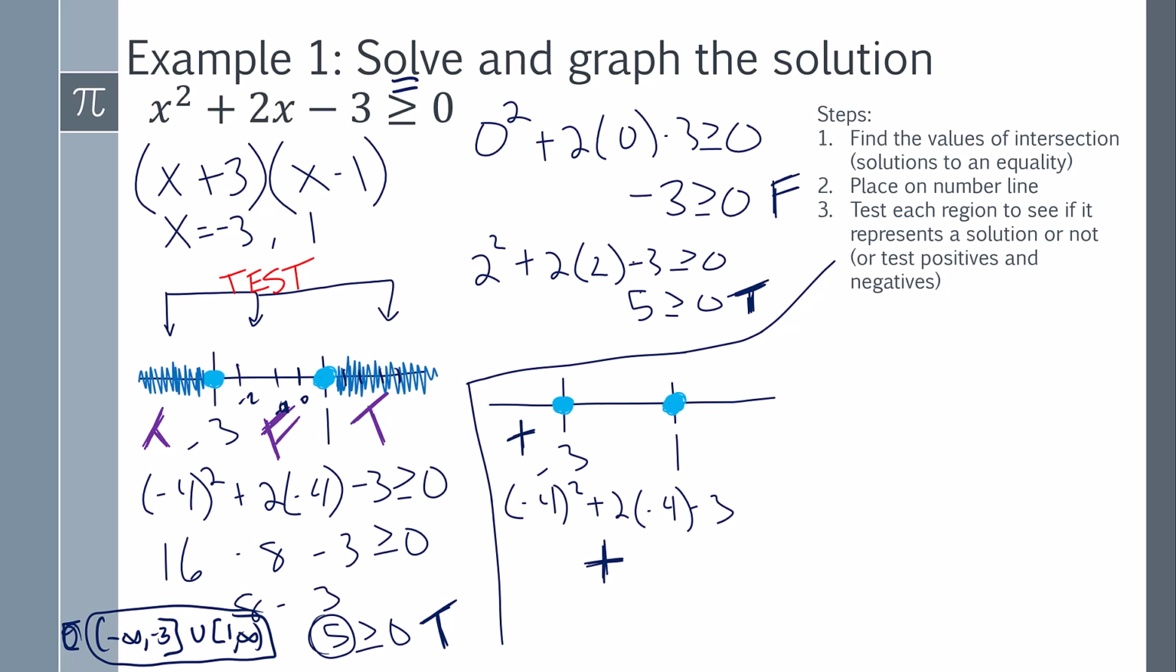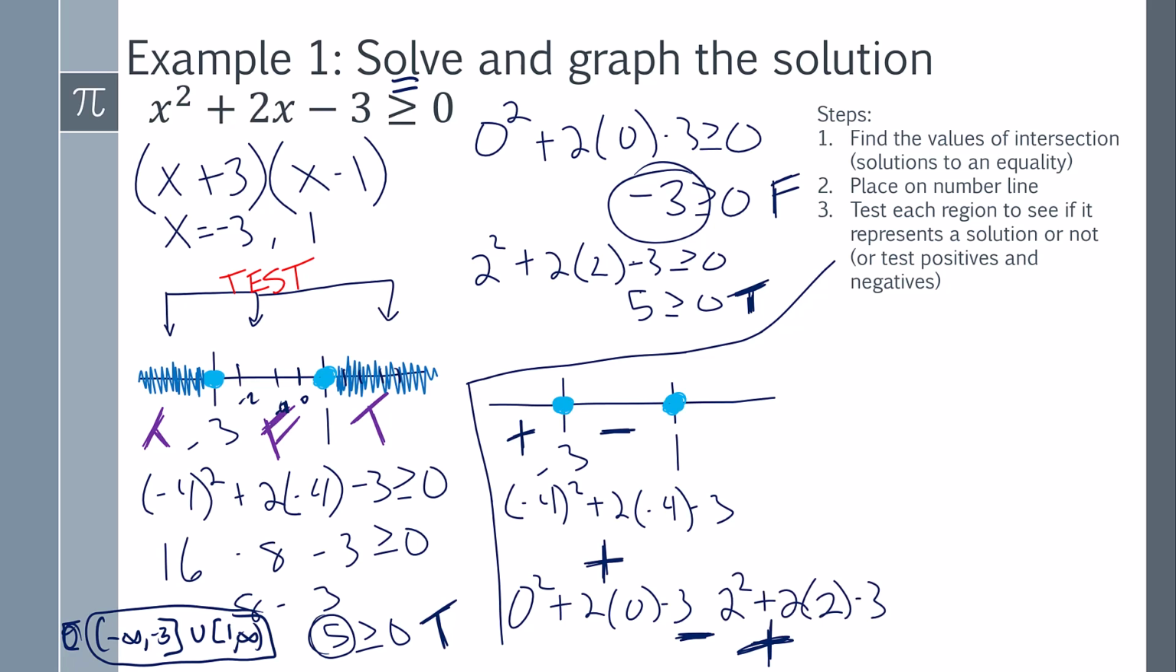If I plugged in the 0 again, I got a negative number. I got negative 3. So I could put a negative there. And then if I plugged in 2, I got a positive number. I got 5. So I can put a positive there. Now, why did I do that? Because this actually represents logic. It says greater than or equal to 0.